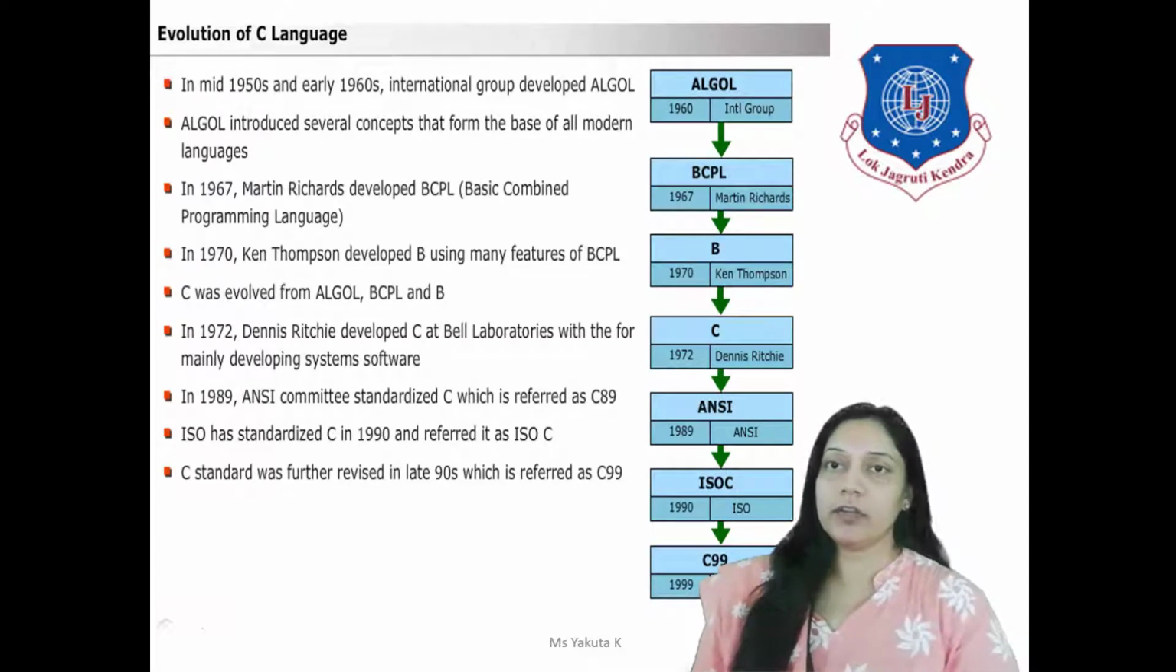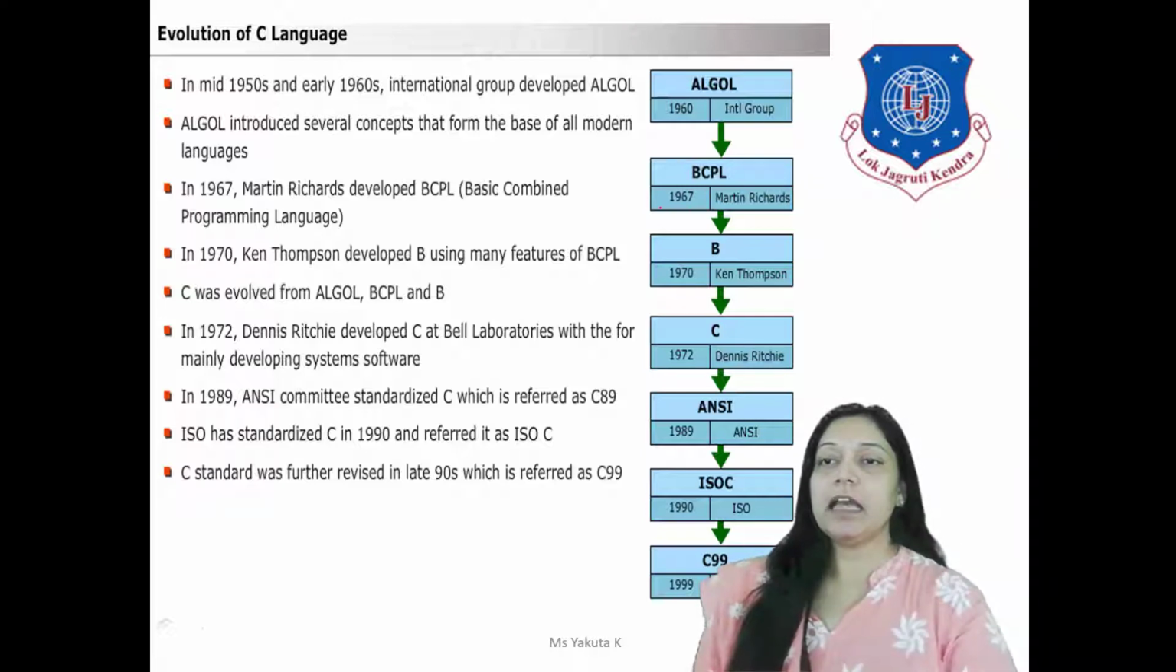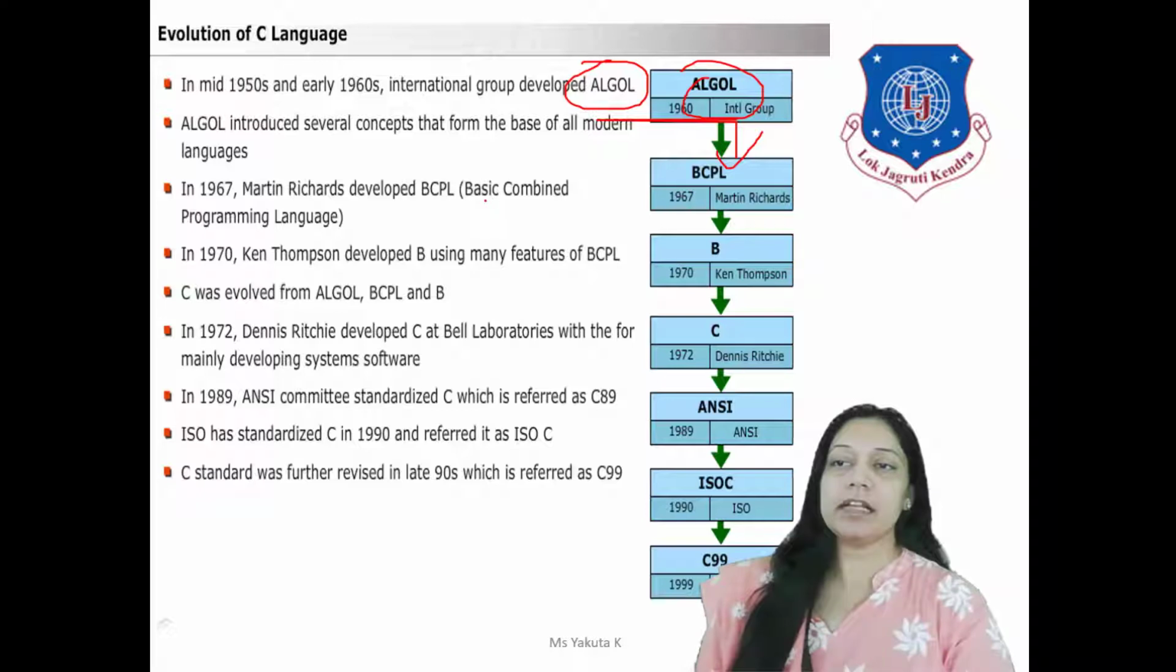Before going into the basic details, we'll see the evolution of C, how C was developed. Initially it all started with the ALGOL programming language in 1960 by an international group. There was some limitation with ALGOL, so the next language that was developed was BCPL, that is Basic Combined Programming Language, in 1967 by Martin Richards.